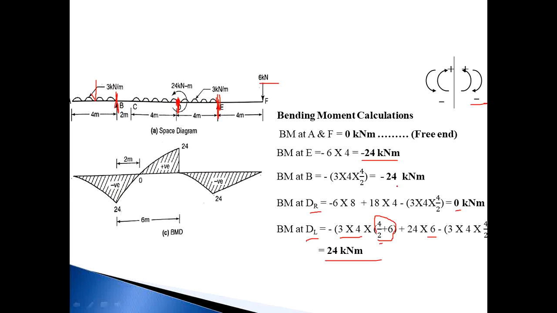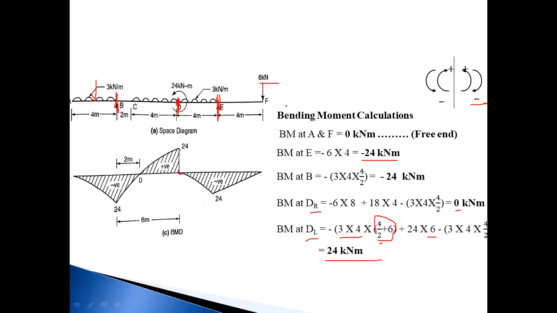Then the bending moment at B is also minus 24. So 24, and you should draw the bottom side. Then the next bending moment at DR is 0, which means at point D there is a 0 coordinate. Then DL is 24, that is positive, so you should draw upside. Now you want to draw the BMD.